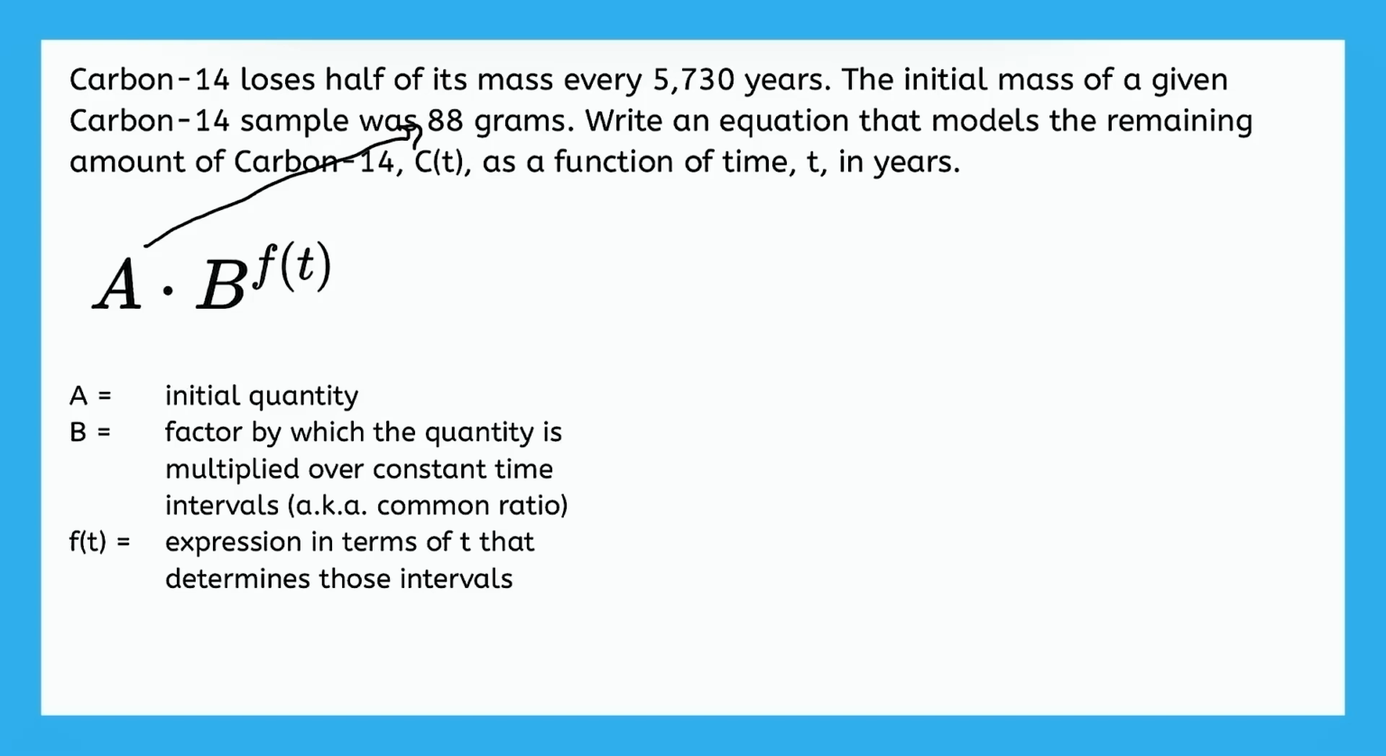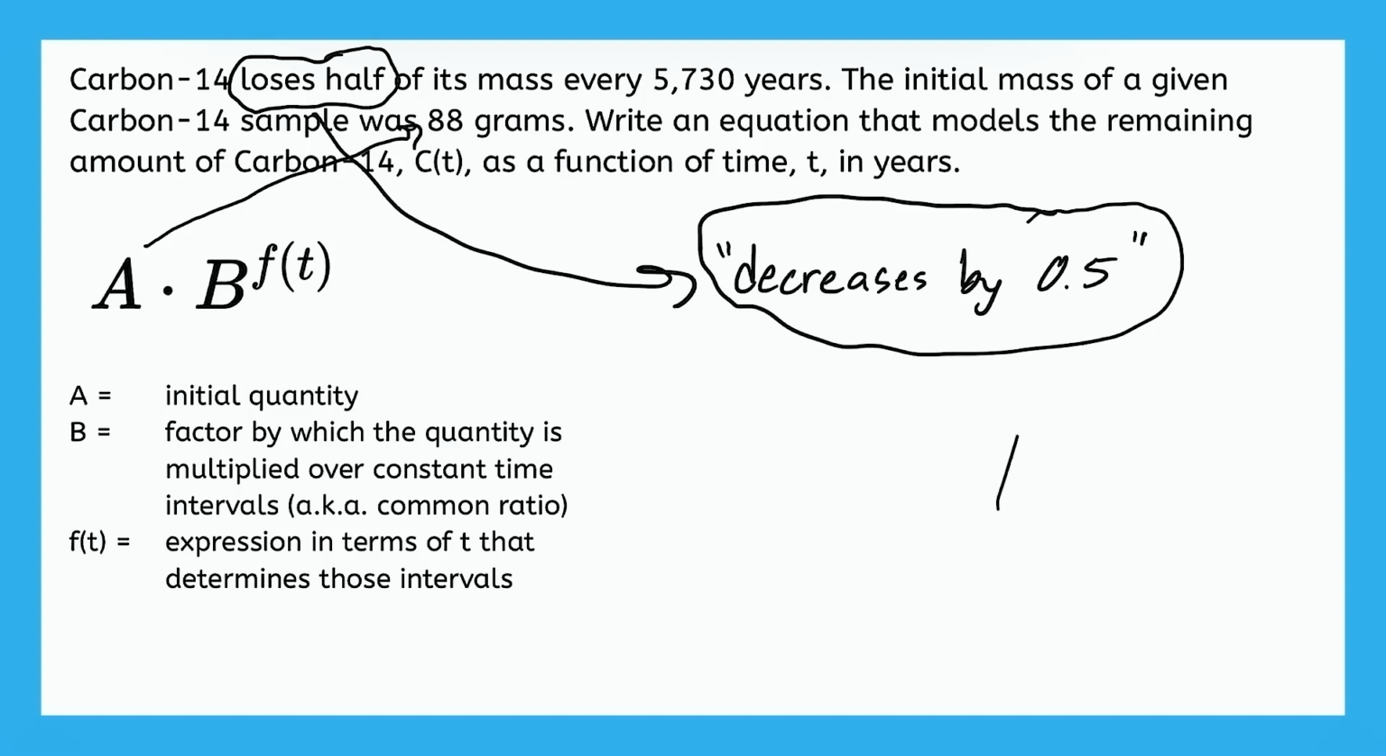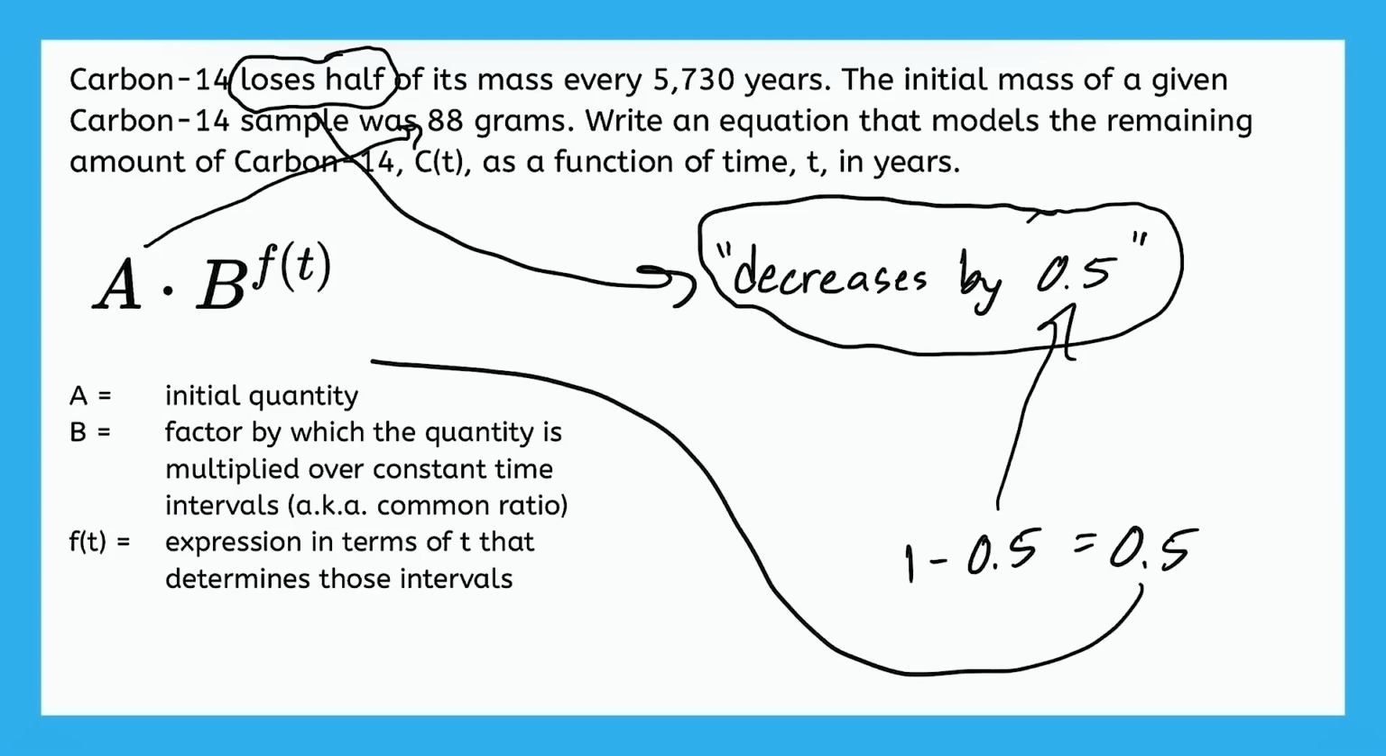What is the common ratio? What part of the question do we need to look at to find that out? Well, right here it says that carbon-14 loses half. What is another way to say loses half? Well, we could say that its mass gets cut in half every 5,730 years, or we could also say that its mass decreases by 0.5. That is a factor of 0.5. So 1 minus 0.5 is also 0.5, so this 0.5 corresponds to our B, our common ratio.